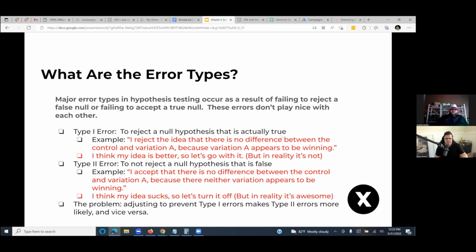Okay, those are convoluted concepts, and I understand we're playing with words on those. So I tried to create a couple of examples here that are just plain and simple so you can get it, right? So a type 1 error is to reject a null hypothesis that is actually true. Remember, the null hypothesis is the concept that there's no difference. So an example of that would be, I reject the idea that there's no difference between the control and the variation, because the variation appears to be winning. If I simplify that down even further, it looks like I think my idea is better, so let's go with it. But in reality, it's not better.